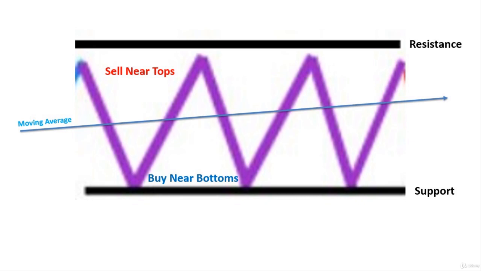So you can kind of see where these different channels and moving averages can work together. And there are different times when you'd be buying or selling, whether you're moving quicker or slower, depending on the channel and depending on the moving average.